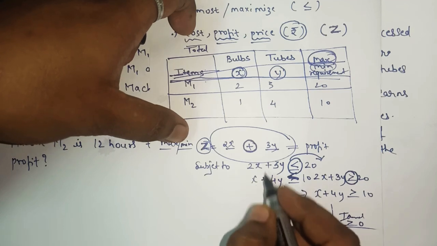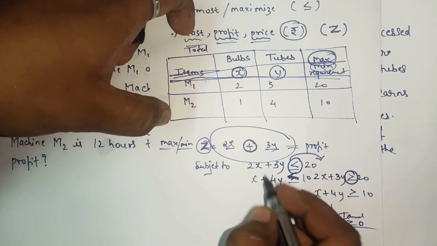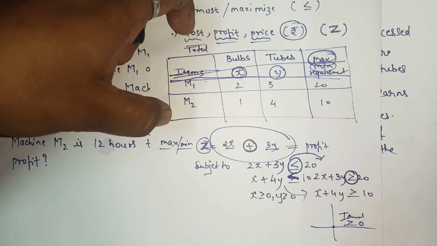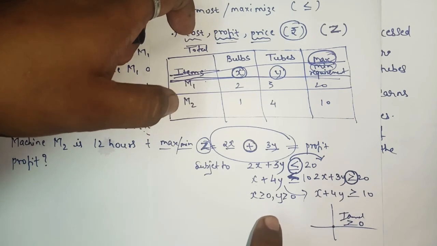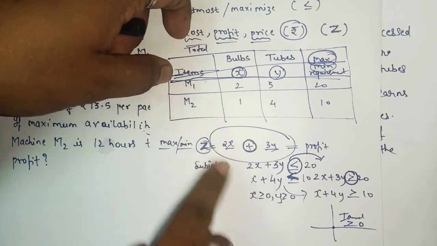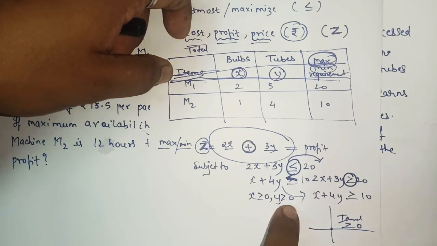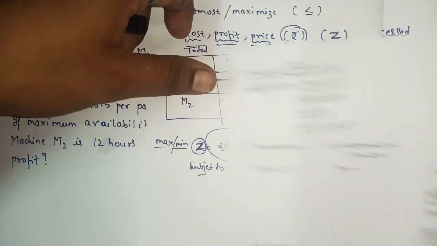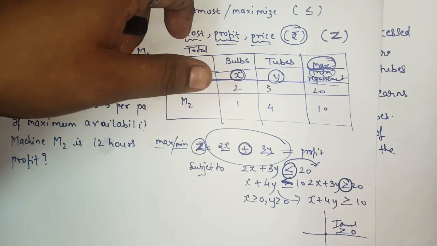So after framing these two linear inequations, in the last part you will write x greater than or equal to 0 and y greater than or equal to 0. As I told in the previous lecture many times, as per this there are two linear inequations, and this indicates what? This is the condition that all the values of x and y, when you find the coordinate, will lie in the first quadrant.